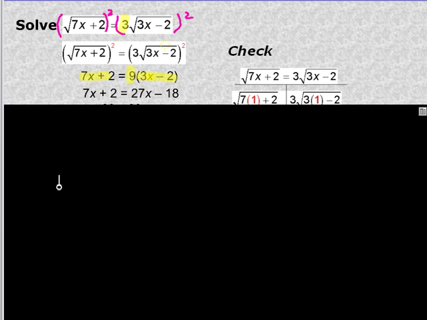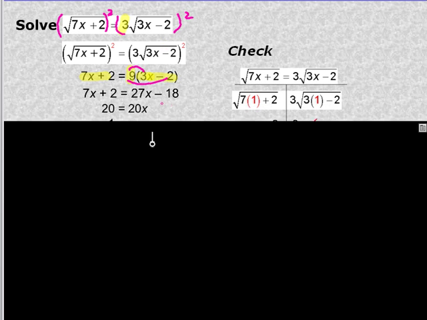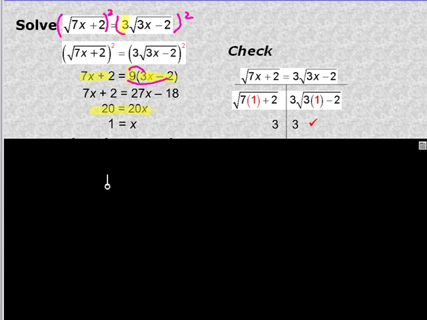And now we can start to solve. Distribute our 9. And now we're going to solve for x. This is a linear function, so we're going to isolate the x, add 18, subtract 7x, and that's going to get us to 20 is equal to 20x, and conveniently x is equal to 1.